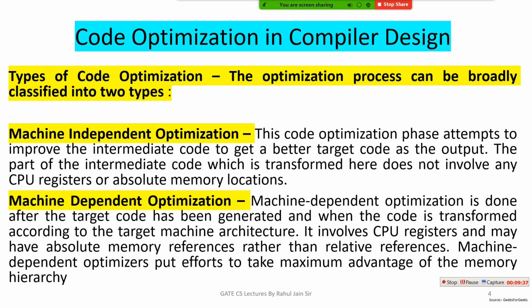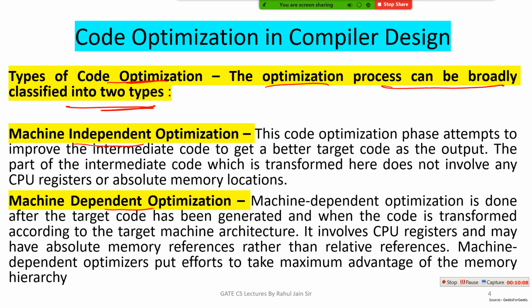Okay, guys. The next one is types of code optimization. Now we are discussing types of code optimization. So the optimization process can be broadly classified into two types. In the very first slide, when we discussed the phases of compiler design, I mentioned in detail that we have two types of code optimization. The very first one is machine independent optimization and the second one is machine dependent optimization.